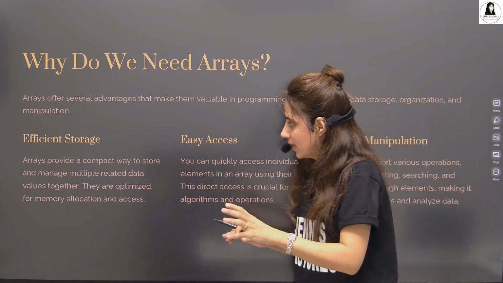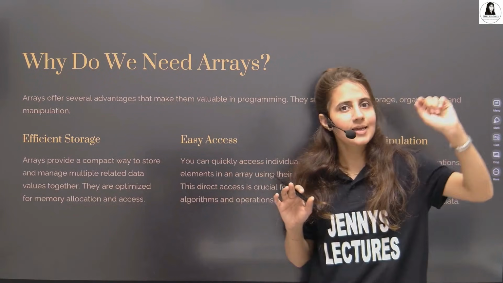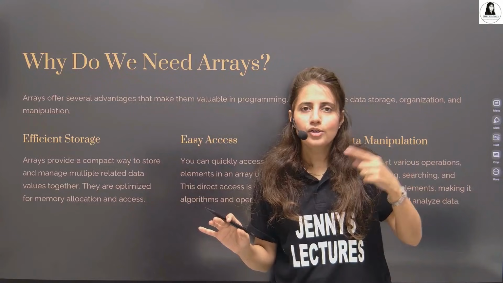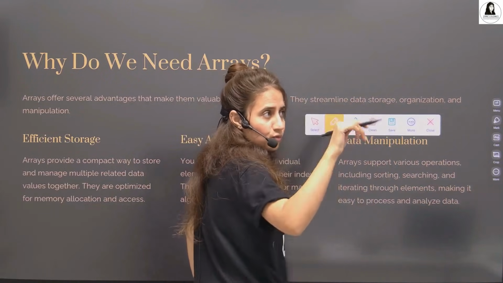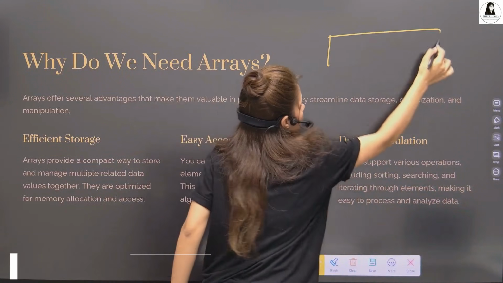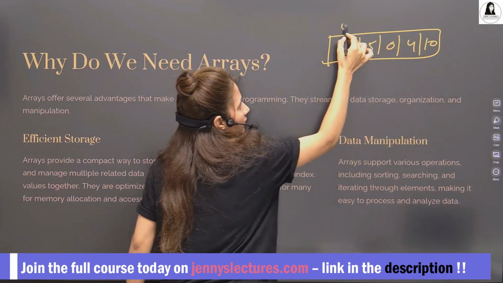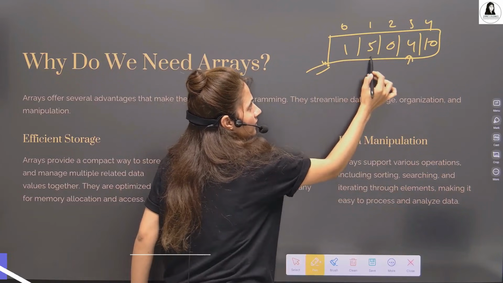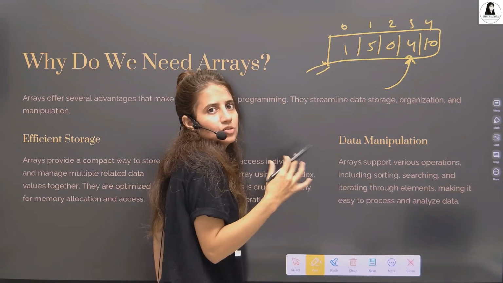Arrays are designed in a more optimized way, and accessing elements is very easy. You can directly access any element, you just have to use the index of the array. You don't need to go step by step, unlike in a linked list in data structures. Suppose in an array I have the elements 1, 5, 0, 4, and 10. If you want to access this element, you don't need to go first to this, then this, then this. No, you can directly access it. So I say direct access or random access is possible in an array.